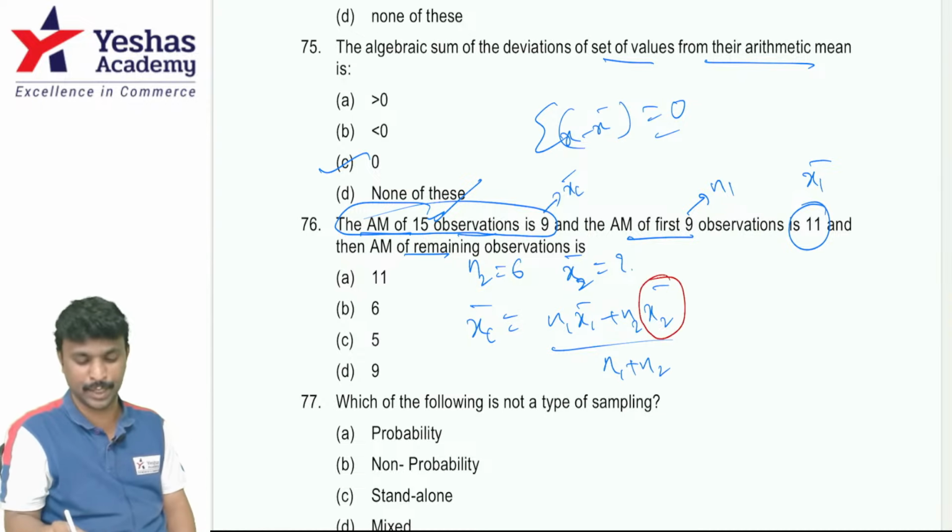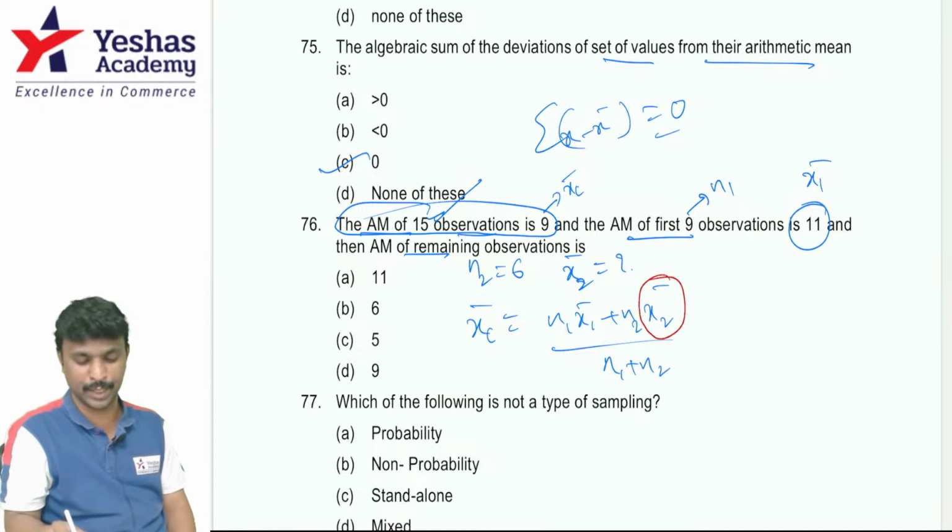What is P of A? How many spades are there? Spade is one of the suits, so 13 spades out of 52. So P of A is 13 by 52. P of B is ace. How many aces are there? 4 out of 52. Now P of A intersection B. How many spades are aces? In spade, there is only one ace. So 1 by 52. So 13 plus 4 is 17, minus 1 is 16, 16 by 52.